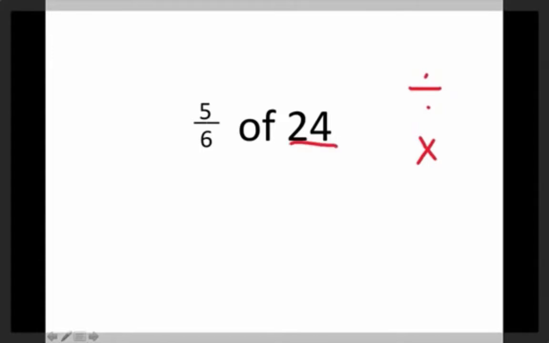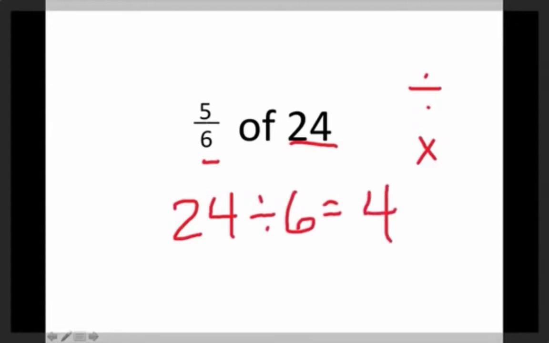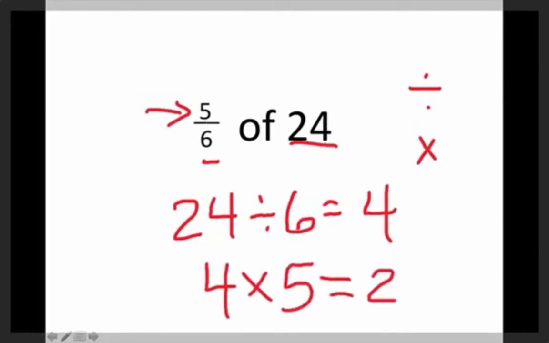Let's take that 24 and divide it by 6. 24 divided into 6 equal groups is 4 in each group. And I need to look at 5 of those groups. 4 times 5 gives me 20. 5/6 of 24 then is 20.